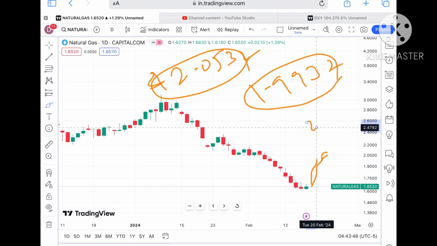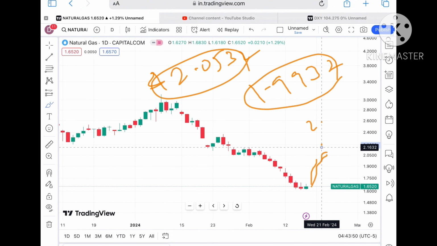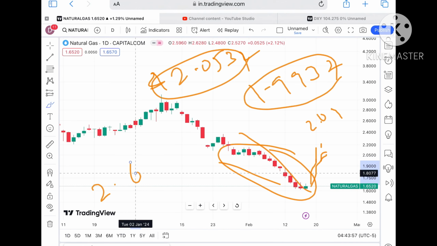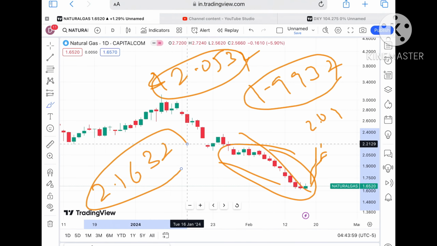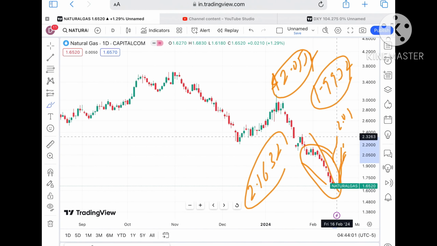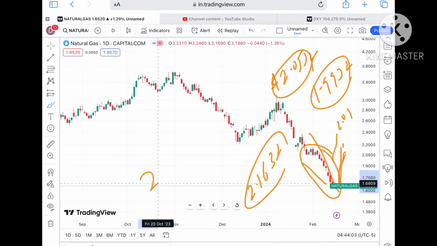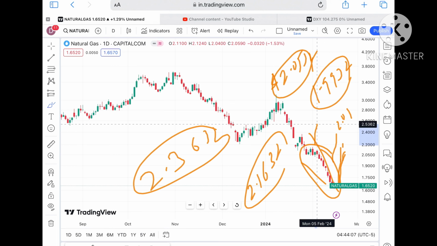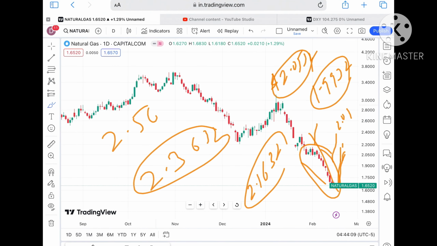Okay, and once the price starts sustaining that level, a further high we can see towards a level of 2.09, and if that level sustains, we can see it will cross this particular zone, and a trend will also break towards a level of $2.1632. As soon as it starts sustaining over that level, we will see it will cross a level of $2.3632.